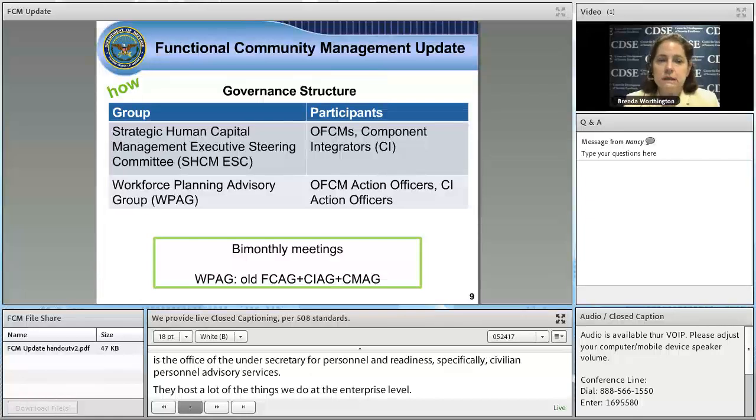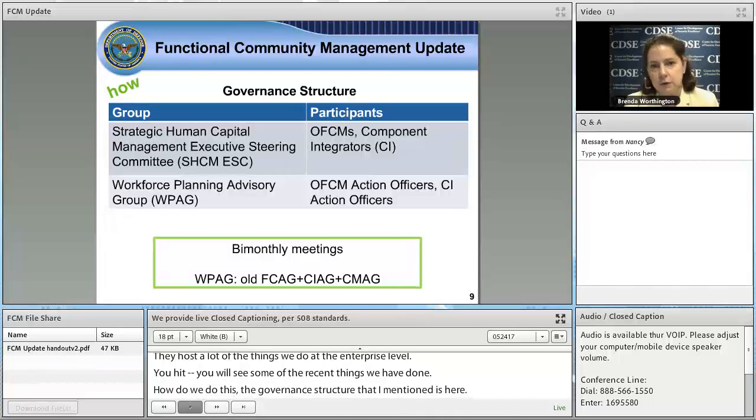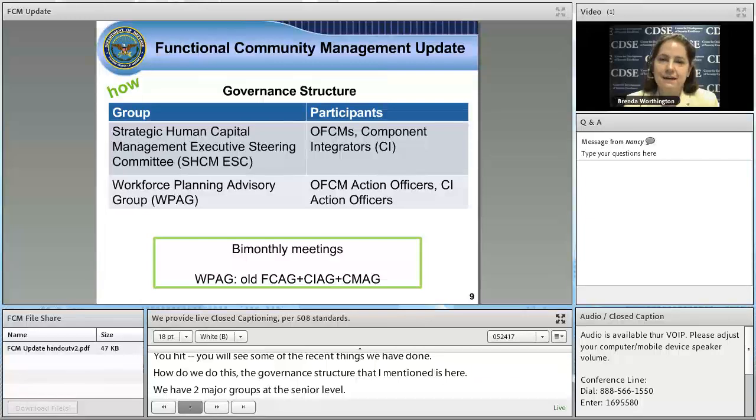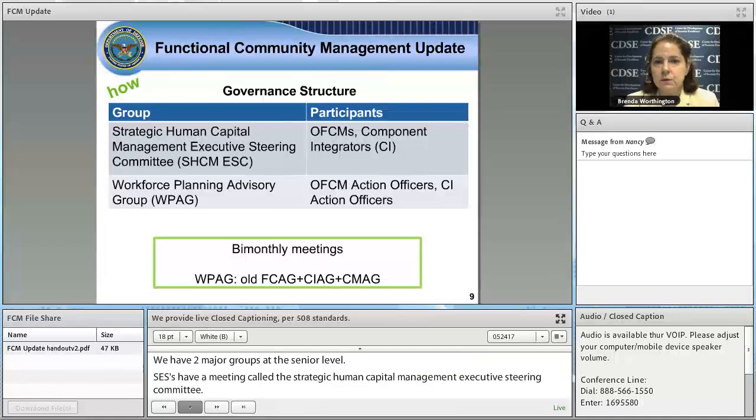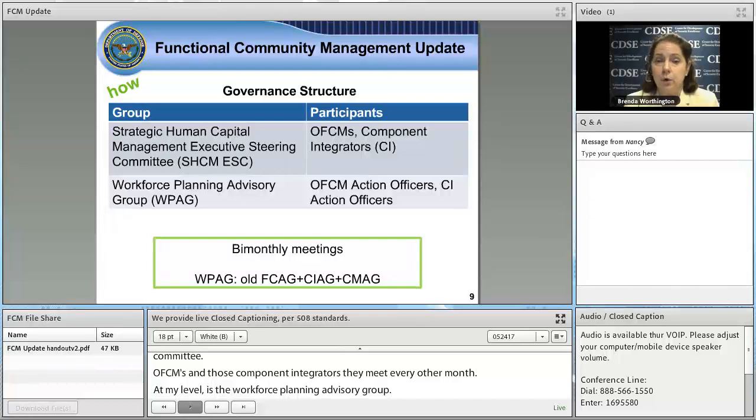So how do we do it? The governance structure that I mentioned is here. We have at this time 2 major groups within this governance structure. At the senior level, so SESs have a meeting called the Strategic Human Capital Management Executive Steering Committee. So long title, but it's the OFCMs and those component integrators at the SES level that meet every other month. And then at my level, action officer level, is the Workforce Planning Advisory Group. So you'll see at the end of the slide, we have wrapped in 3 previous action officer level groups into one now. We're working towards greater efficiency and greater collaboration, not having it all split out in the old way.